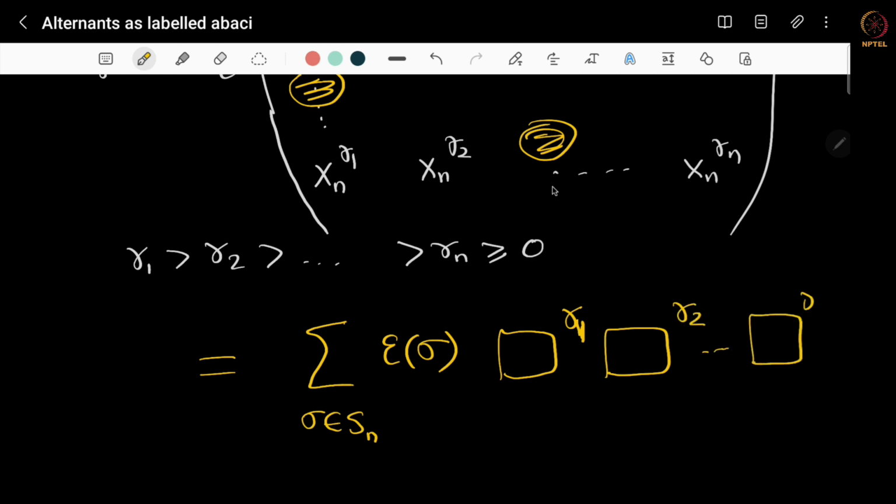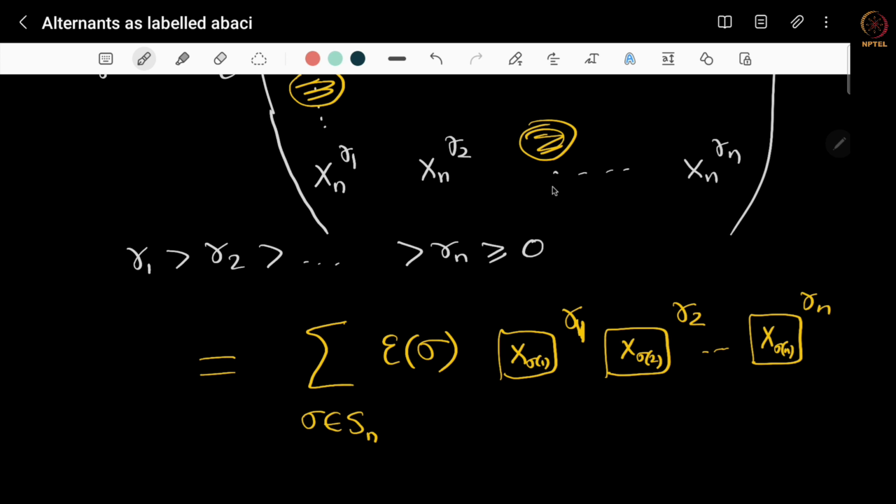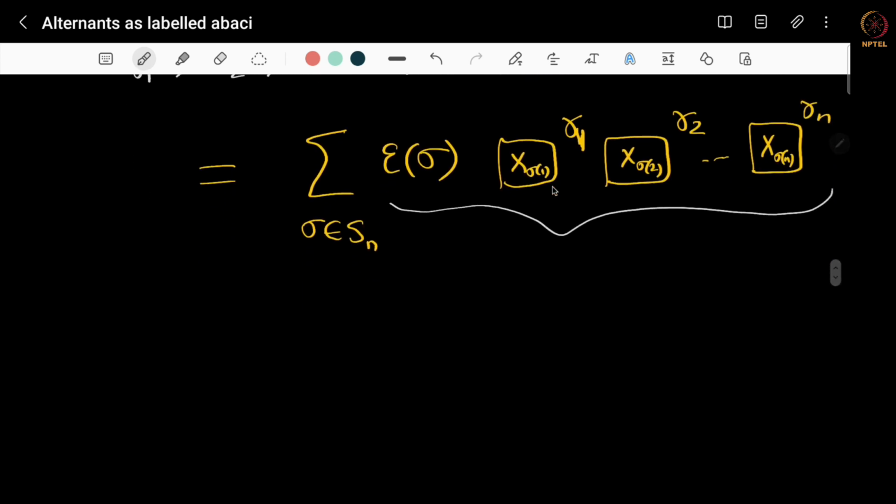Okay, so these are all various xi's. So this is x sigma 1, x sigma 2, and so on. So this is another way of saying what the alternant is. Okay, sigma ranges over all possible permutations of Sn. Now each such term, let's represent it by means of an abacus. So this term here, along with the sign, I'm going to think of just one of these terms for a fixed sigma, and I'm going to represent it as follows.